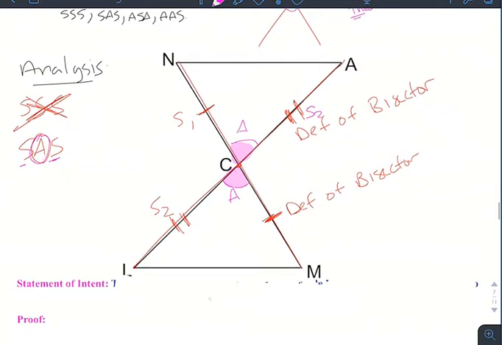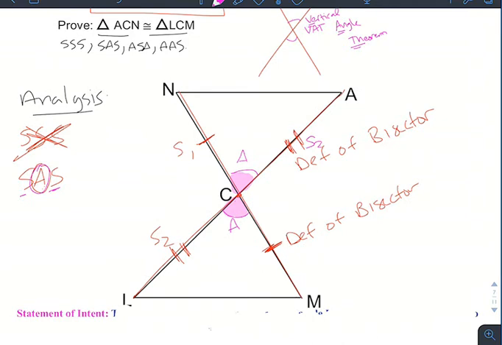So to prove the triangle ACN and LCN, the top and bottom triangles are congruent, it looks like we're definitely going to use SAS. We'll meet the side lengths by using definition of bisector. We'll meet the angle by using the vertical angle theorem. I'm going to write right here VAT, or vertical angles.